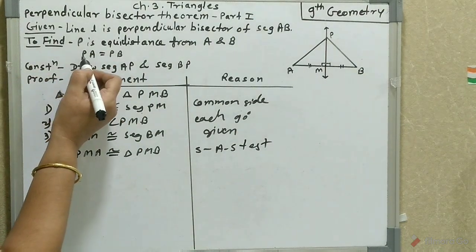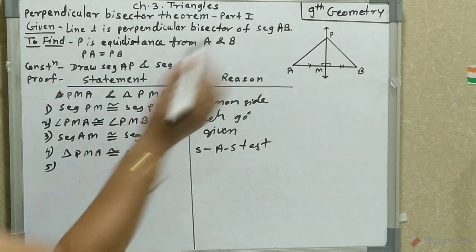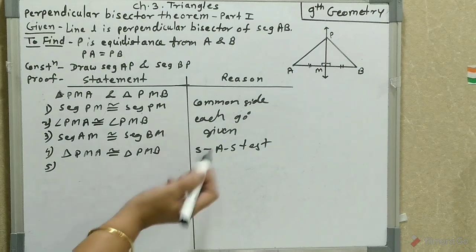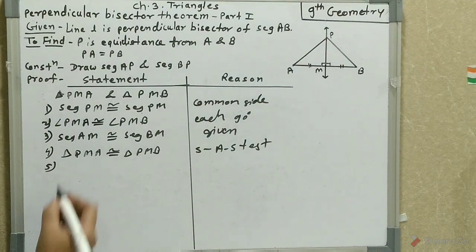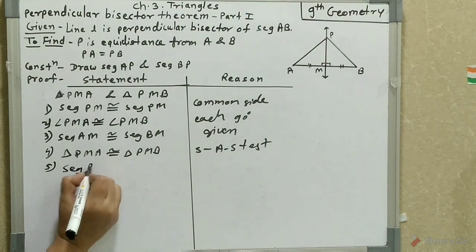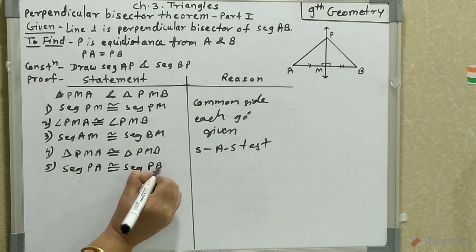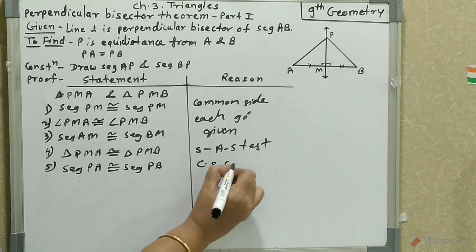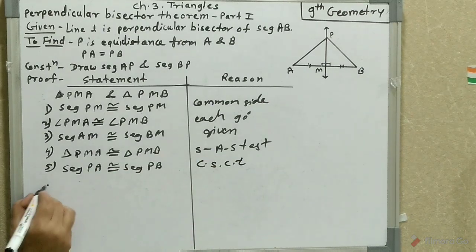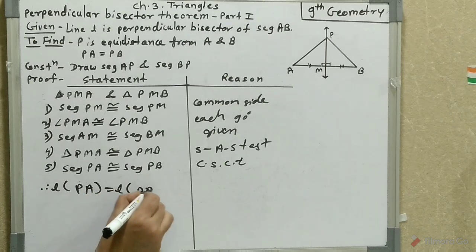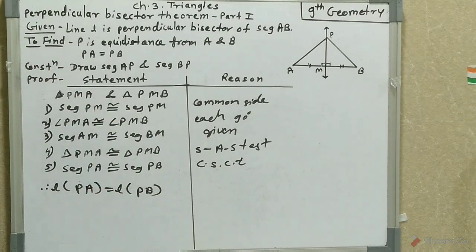So what is the next? What to prove? That is PA equal to PB. So here segments PA and PB are congruent because corresponding sides of congruent triangles. Therefore segment PA congruent to segment PB, CSCT. Therefore length of PA is equal to length of PB. This is our part 1.